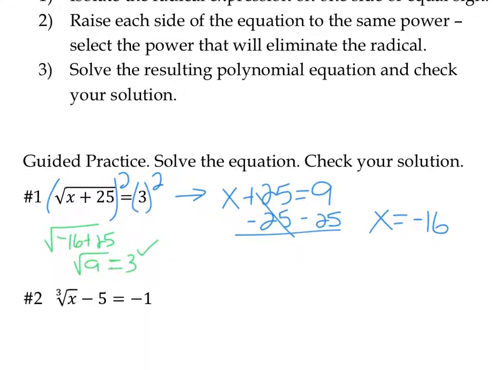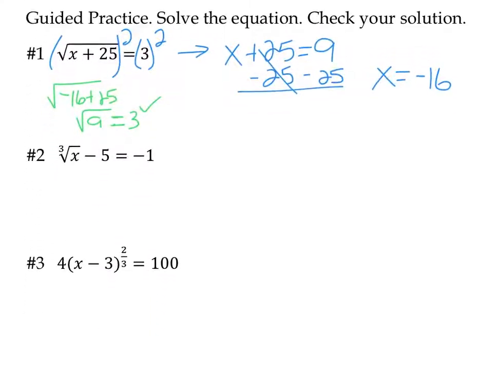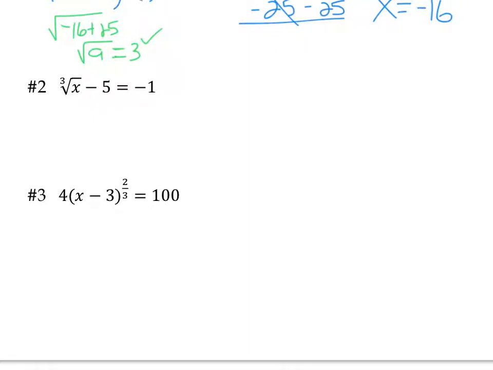We're not always going to have the radical expression by itself isolated already. So we see a couple examples here where we're going to have some work to do before we raise both sides to some power. In this next example, it's our second one, we add 5 to both sides so that I get the cube root of x equals 4. Now I've got the radical expression by itself.